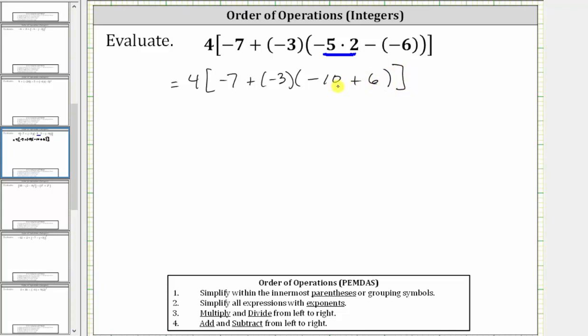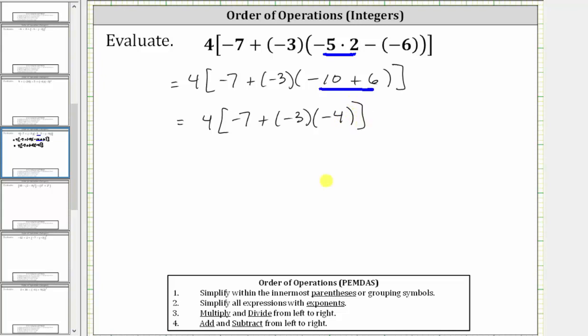And now still simplifying inside the parentheses, we now need to evaluate negative 10 plus 6. When determining this sum, notice how the negative 10 outweighs the positive 6. Negative 10 plus positive 6 is equal to negative 4, and therefore the expression simplifies to 4 times the quantity negative 7 plus negative 3, and then times, again, negative 10 plus positive 6 is negative 4.